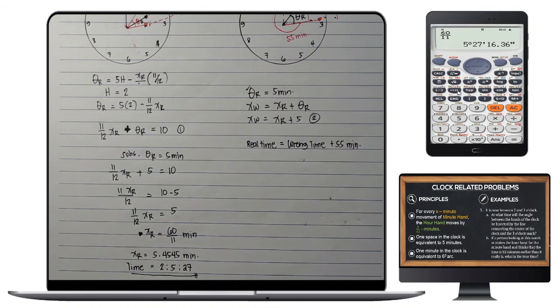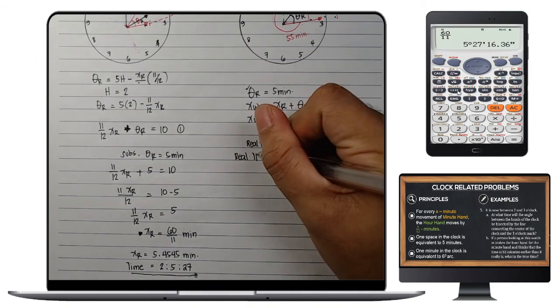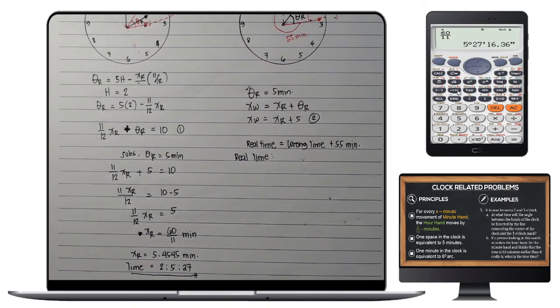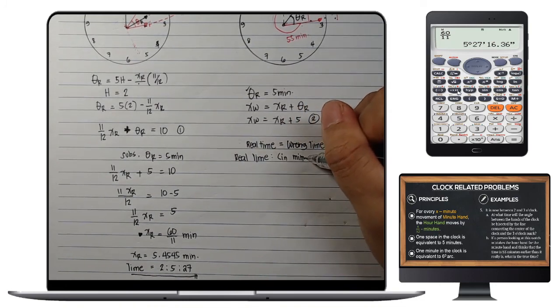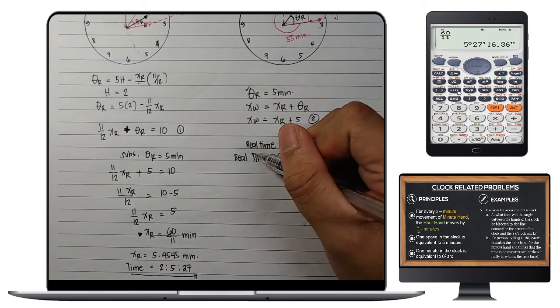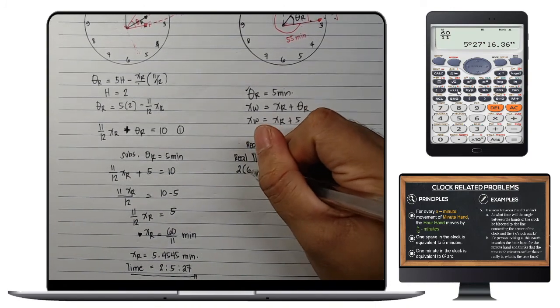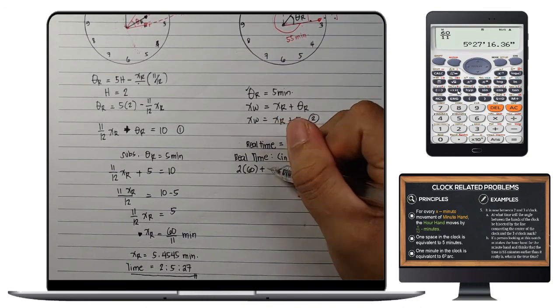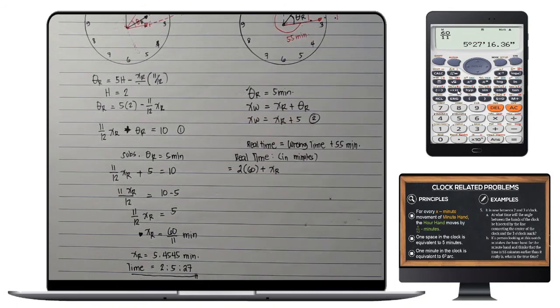So, to find the real time, let's compute this one in terms of minutes. So with that, we can say that the real time started from 2 o'clock. So, minutes yung ating computation. So, real time natin in minutes, so that is 2 o'clock times 60 para maging minutes plus x sub r. Okay? So, yan yung ating real time.